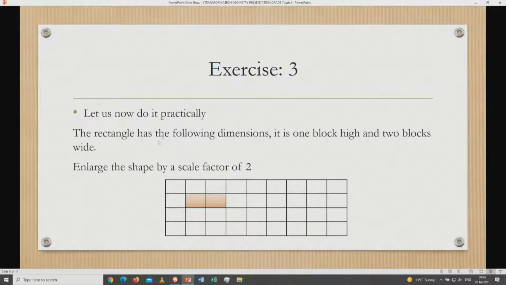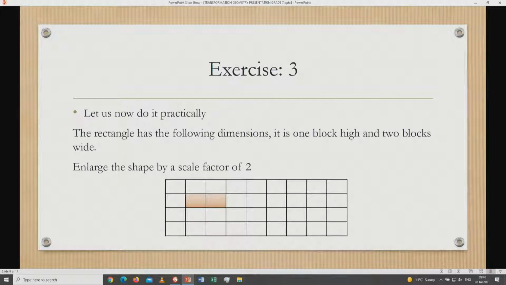Now, in this, it says, the rectangle has the following dimensions. It is 1 block high and 2 blocks wide. Now, enlarge the shape by a scale factor of 2.